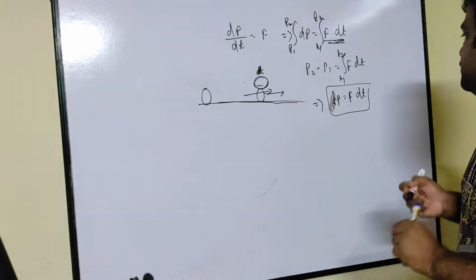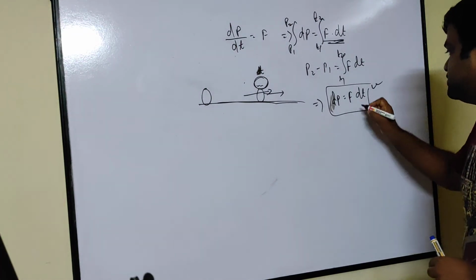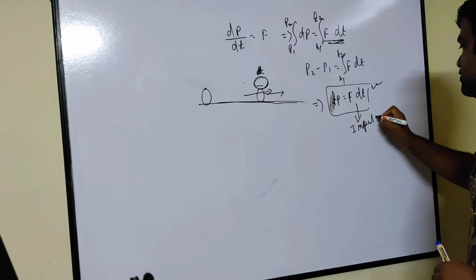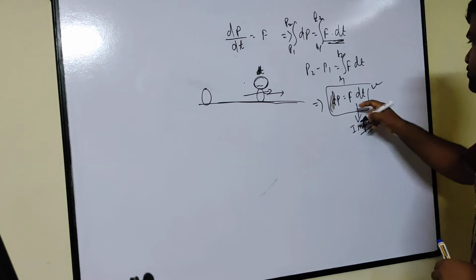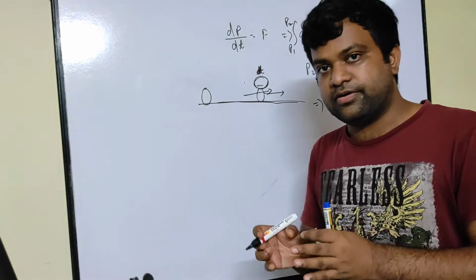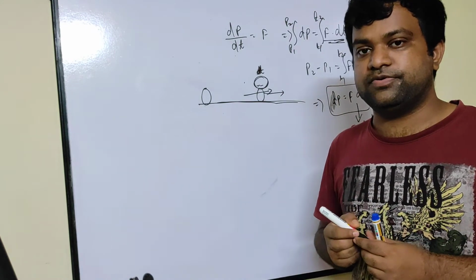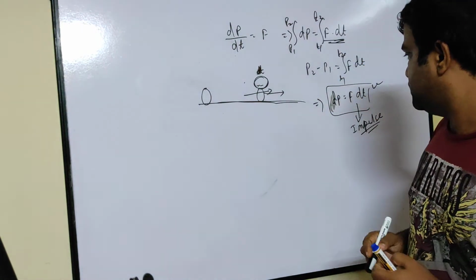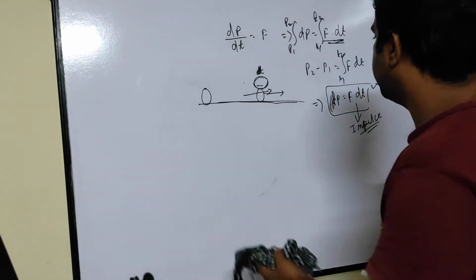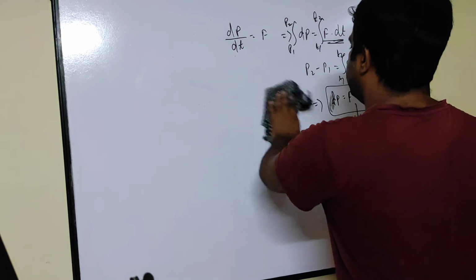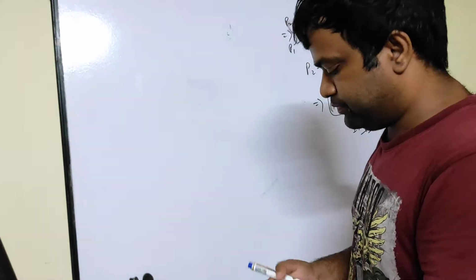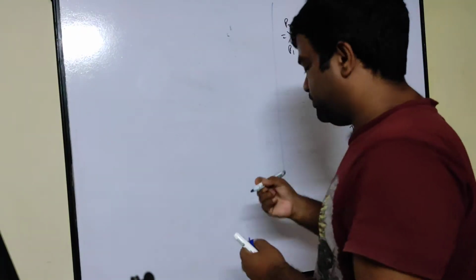Now let us solve some problems based upon this. So this is the impulse: a force that acts upon a body for a very small interval of time is called impulse, and it is F dt, which mathematically is the change in momentum. So now let us solve one problem based upon this impulse.